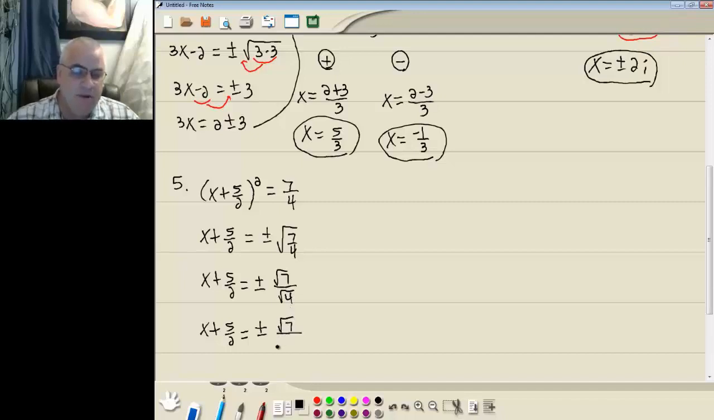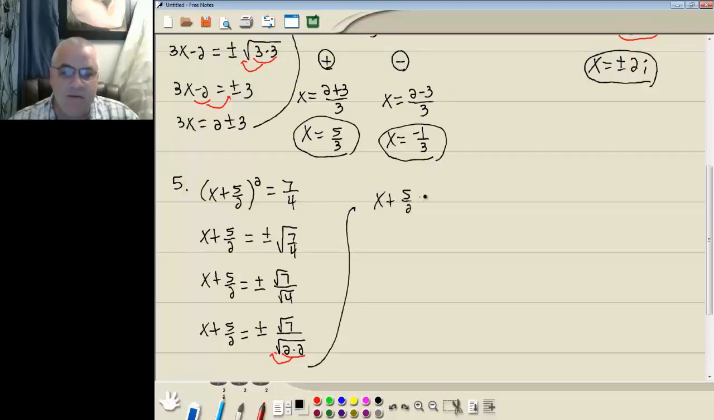Square root of 4, 4 is 2 times 2. So we can simplify this radical. Remember with square roots, looking for pairs of something. Here's a pair of 2's. They're going to come out in front as a single 2. So we got x plus 5/2 is equal to plus or minus square root of 7 over 2.